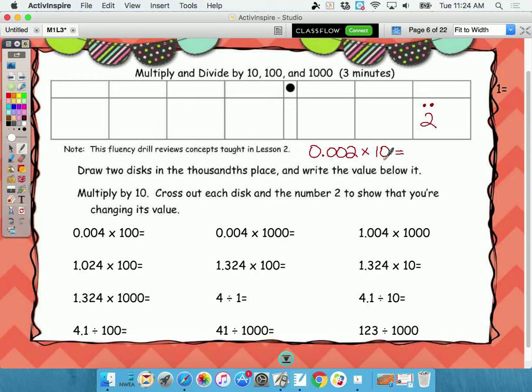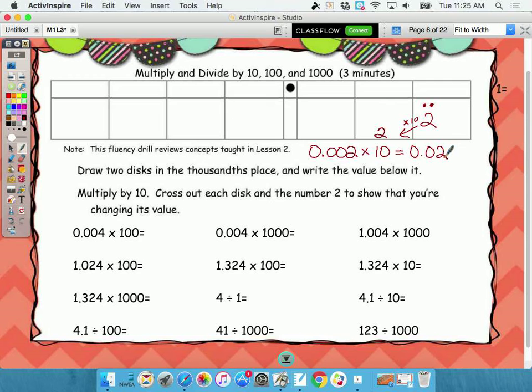So tell me what happens to 2 thousandths when I multiply by 10, boys and girls. Just tell me. It goes to the right. The 2 moves across the place value chart to the left. That's what happens when I multiply by 10. How many place values does it move across? 1. Because 10 has 1 zero.